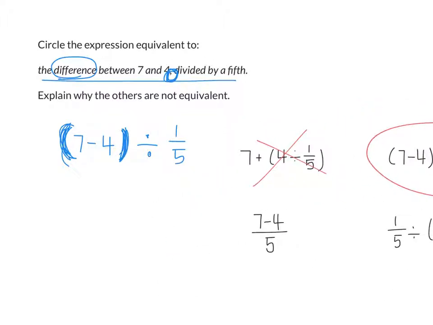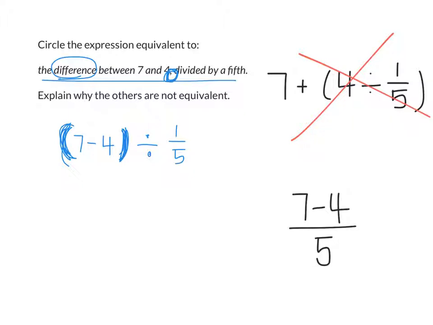Very good. What about this bottom one here? 7 minus 4 divided by, or over 5. How would I write that using division? That's 7 minus 4, and what is it being divided by? 5. So what's the difference? It's being divided by 5 instead of being divided by 1/5. See the difference there? Okay, and that's why that one's not correct.